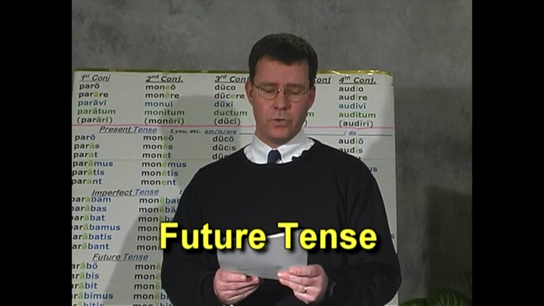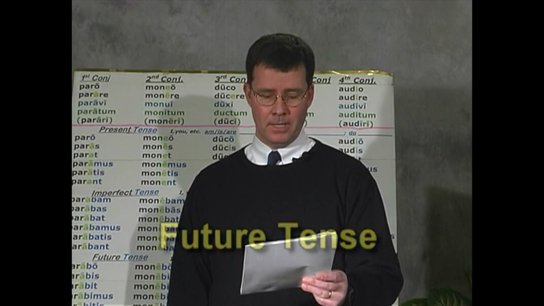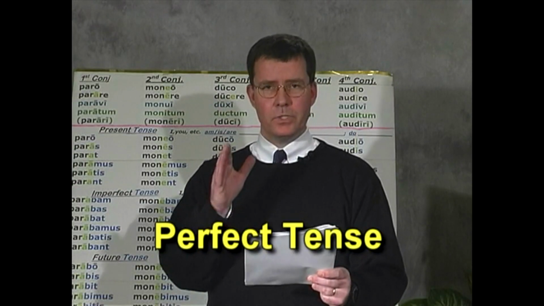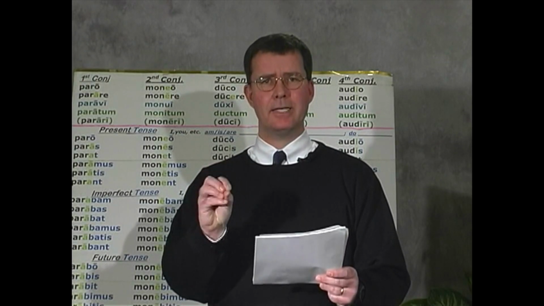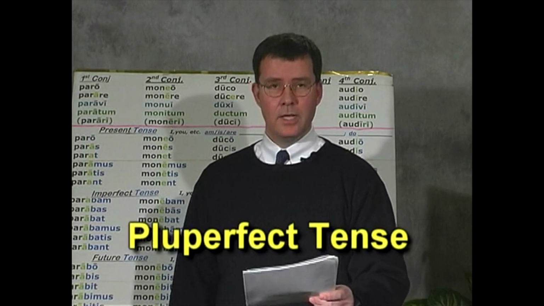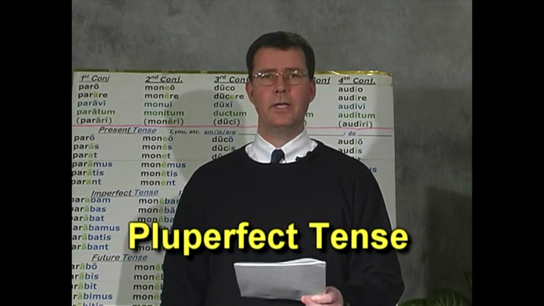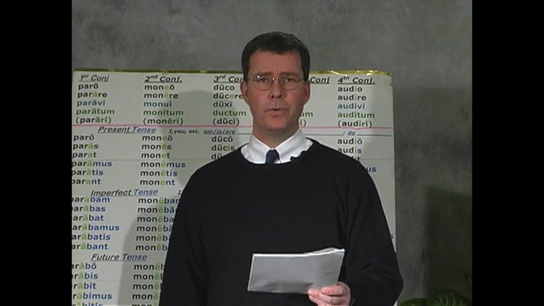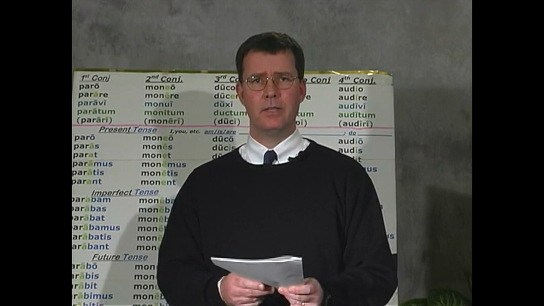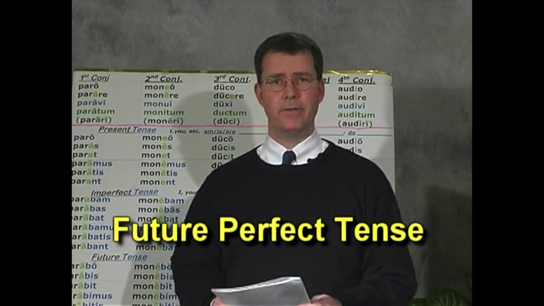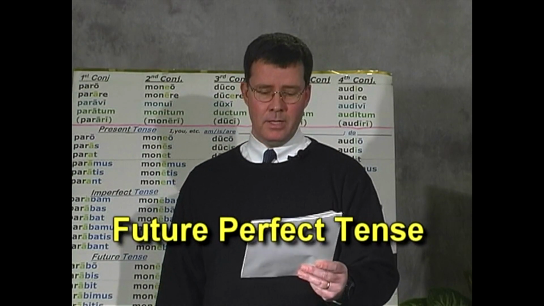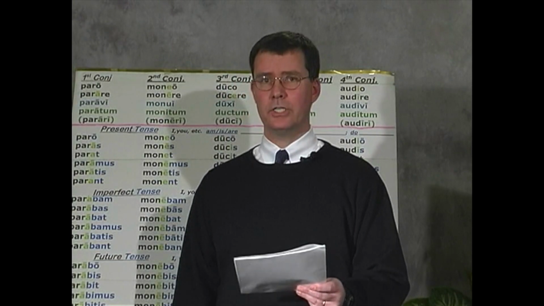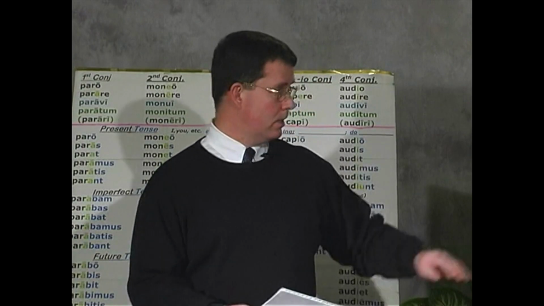The future tense refers to action that will occur in the future. The perfect tense, which means completed, indicates action that was completed in the past. This is the equivalent of the past tense in our language. The pluperfect tense in Latin means literally more than completed, and this describes completed action in the past time period. We use the auxiliary verb had to translate the pluperfect tense. And finally, the future perfect tense indicates action that will be completed before some point in the future and is translated with the aid of the helping verbs will have or shall have. So those are the six tenses.